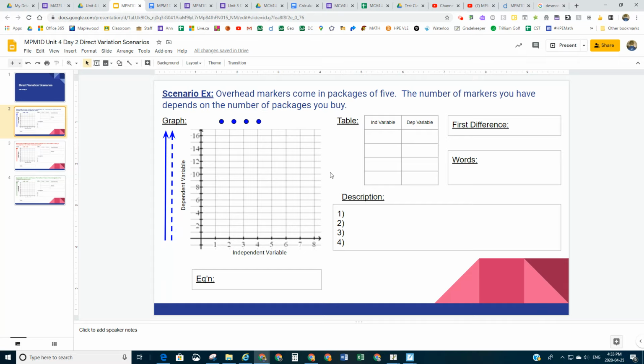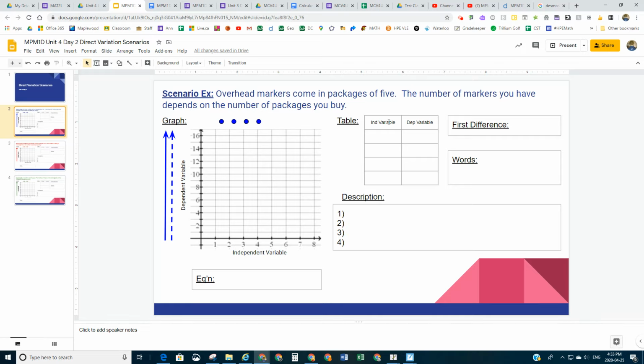All right, the scenario we're going to look at and do together is: overhead markers come in packages of 5. That means the number of markers you have depends on the number of packages you buy. So we're going to graph this relationship, write a table, and describe it. But first, let's start with a table. That's a great place to start.